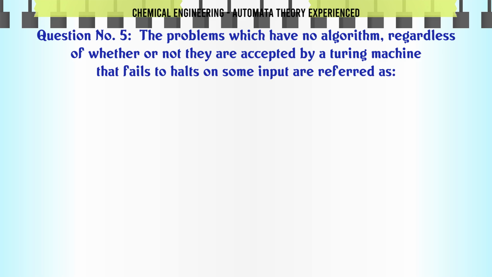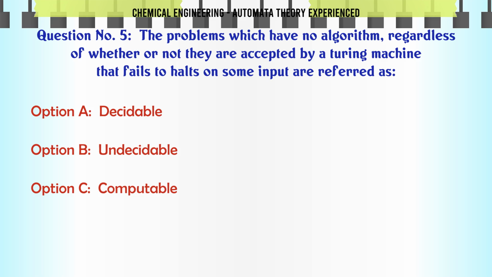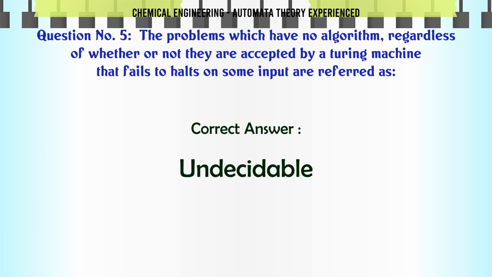The problems which have no algorithm, regardless of whether or not they are accepted by a Turing machine that fails to halt on some input, are referred to as a) Decidable, b) Undecidable, c) Computable, d) None of the mentioned. The correct answer is undecidable.